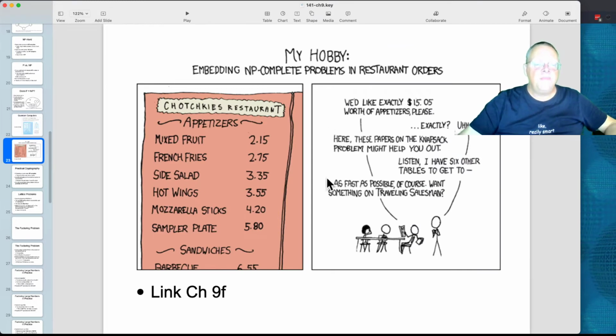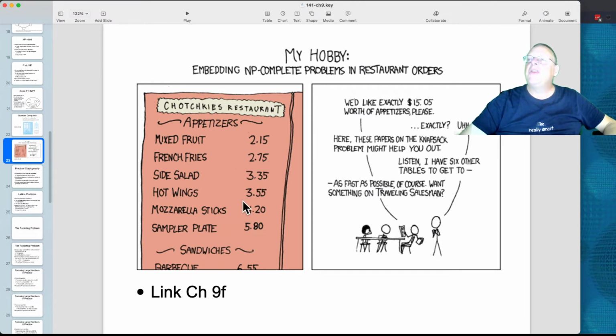So here's the XKCD. There's always an XKCD. He goes to a restaurant with a different price for everything and just tells the waiter, I want $15.05 worth of appetizers. And this is the knapsack problem: which combinations of these will add up to that? And I think it turned out that there were, in fact, 2 possible solutions. So, that's the thing.